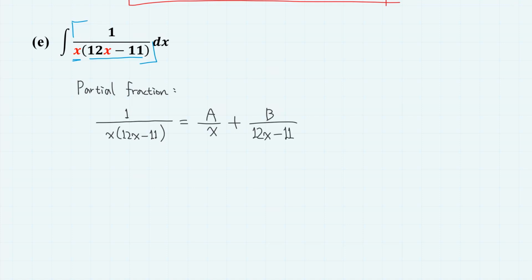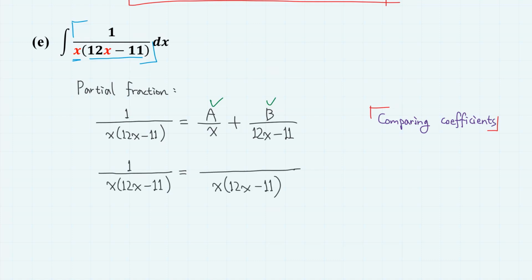Now some of you may already know the fancy trick to determine coefficients a and b, such as the cover-up method. But in this video, I am just going to use the comparing coefficient method, which can be considered a basic method that is more familiar to many people.